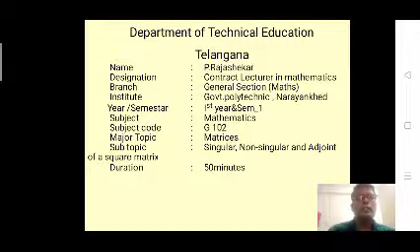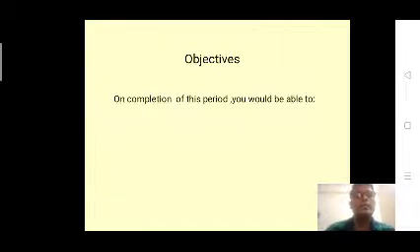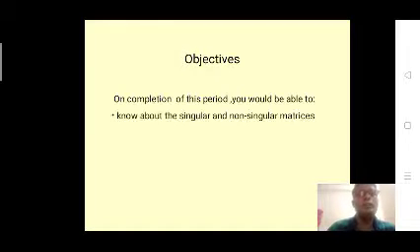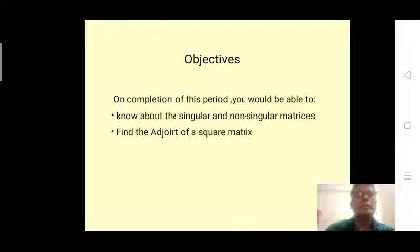Today, our topic is matrices: singular, non-singular, and adjoint of a square matrix. Objectives: know about the singular and non-singular matrices, and find the adjoint of a square matrix.